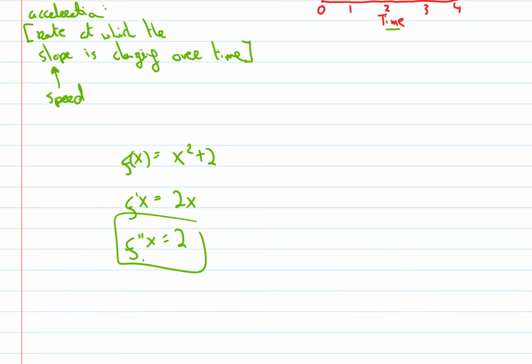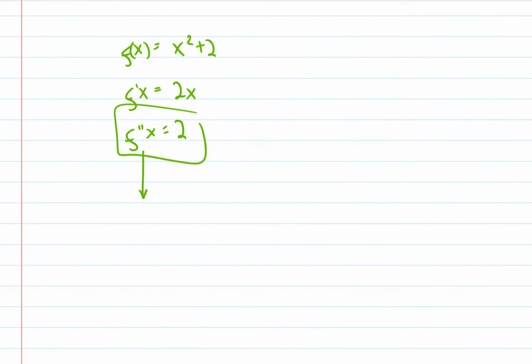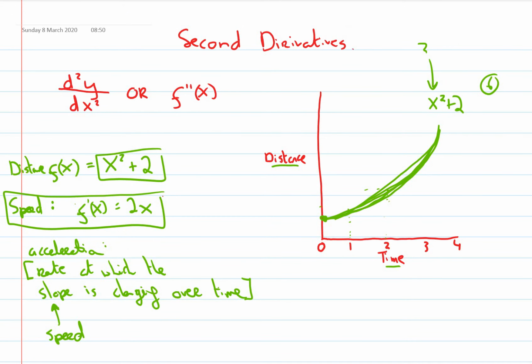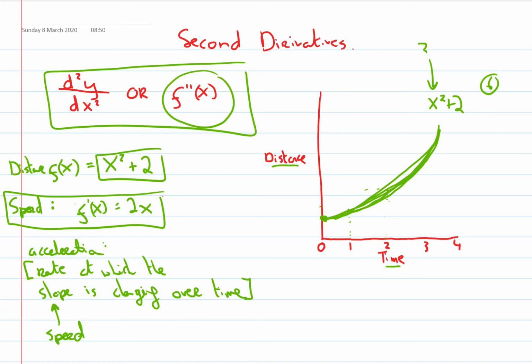There's another way of writing this as well. So there's 2 ways of writing it. We looked at this, and here's another way of writing it. The way we say that is d2y dx squared. But if you see that, you know it means to differentiate twice.